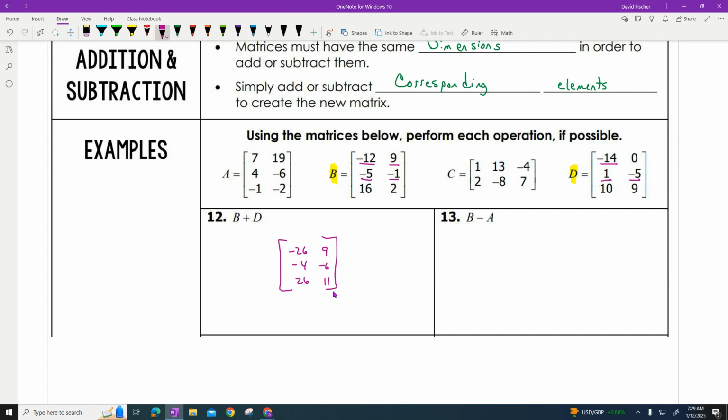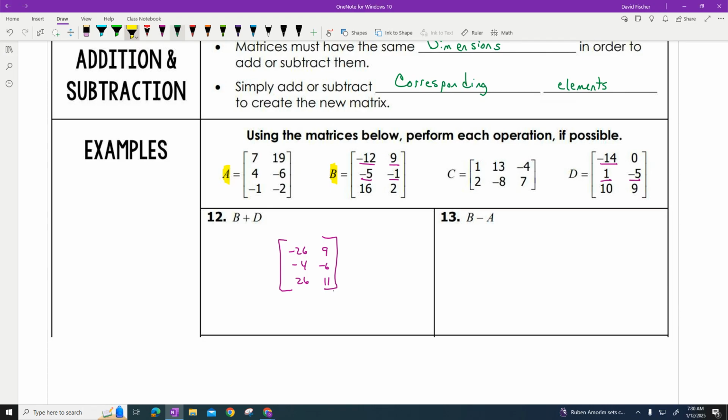Sometimes I'll draw my little brackets here when I'm all done so that I make sure my bracket encloses all the numbers here. You can do the same thing with subtraction. We're going to go over here instead of D. They said I want you to start with B. Now this is where it gets a little confusing because they said I want you to take B and I want you to subtract A.